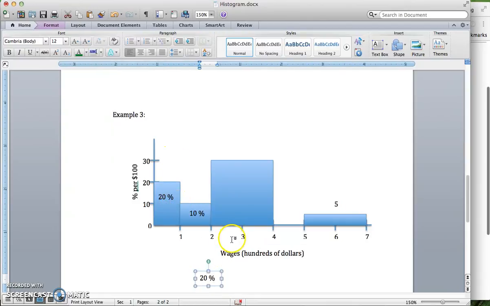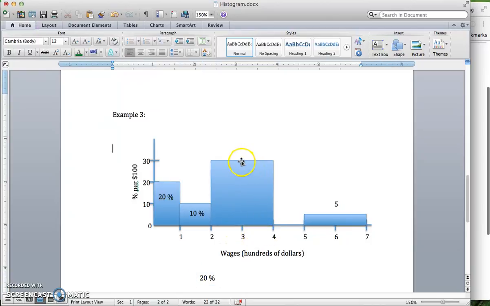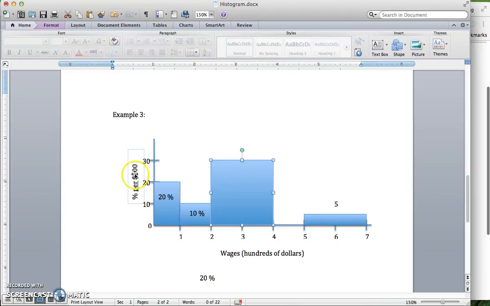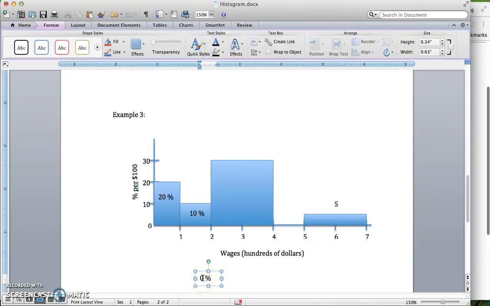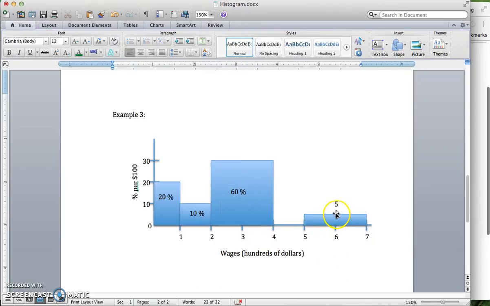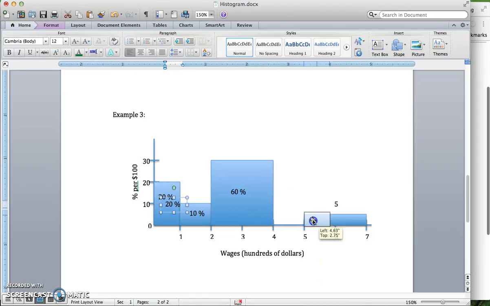And finally, in this category, notice that this class interval is 200, and the height here is 30% per 100, and this is 200. That means that this is 60% of the employees. And finally, in this category, this is 5% per 100, and the class interval is 200, so therefore this should be 10%. So we put that here.